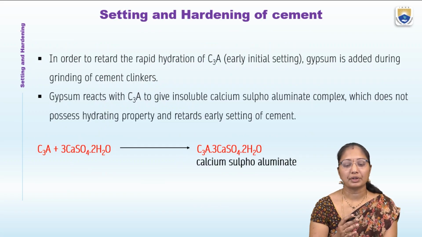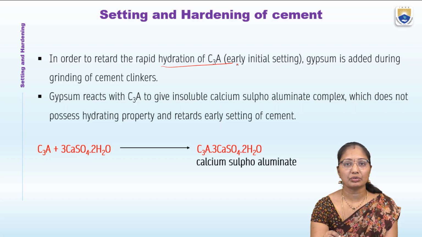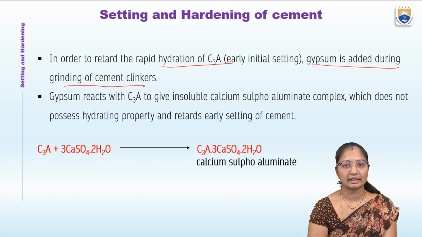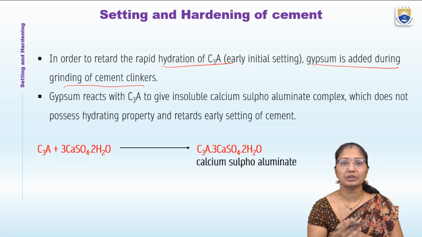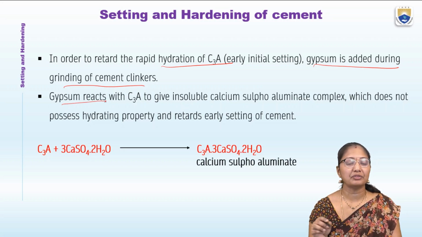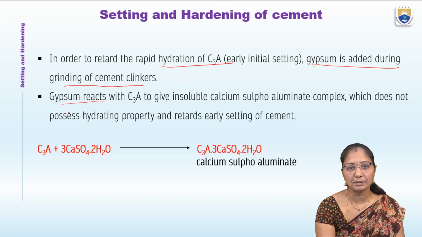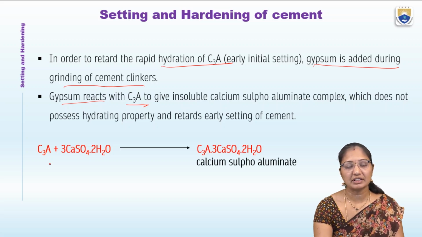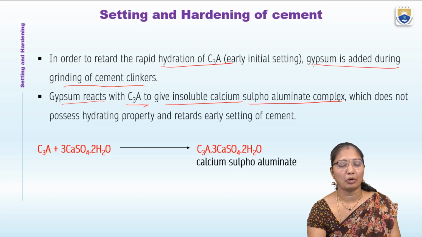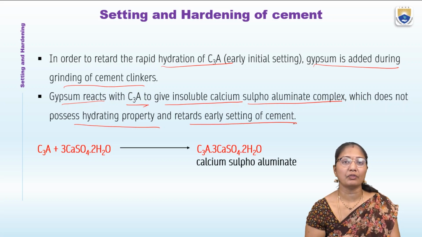In order to retard this rapid hydration of tricalcium aluminate, which is called the flash set or initial set, gypsum is added during the grinding of cement clinkers. Gypsum is generally added in the manufacturing of cement to improve the setting property. The gypsum reacts with the C3A, tricalcium aluminate, to give an insoluble calcium sulfoaluminate complex, which does not possess hydrating property and retards early setting of cement.